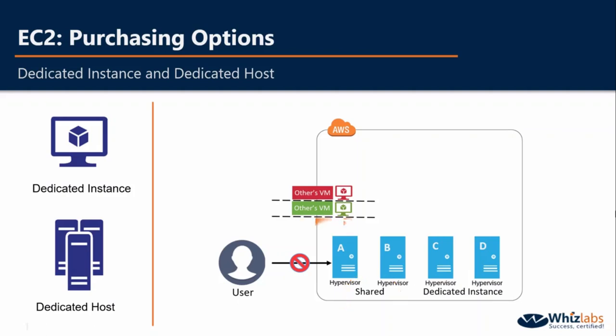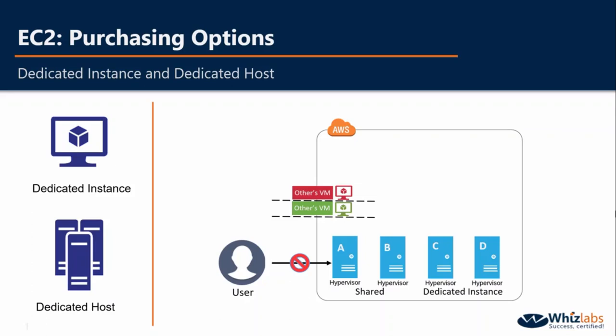If you reboot the VM, it will be launched on the same hypervisor A. But once you stop and restart the VM, your VM may not be launched on the same hypervisor A. It could be launched on hypervisor B, which is still a shared hypervisor and may host instances for other customers. In dedicated instance option, your VM will be launched on a hypervisor that is dedicated to you. That is, the hypervisor will not be hosting any VMs belonging to the other customers.